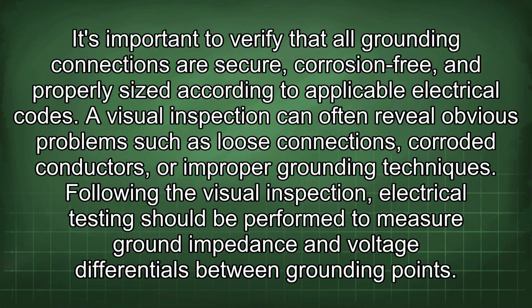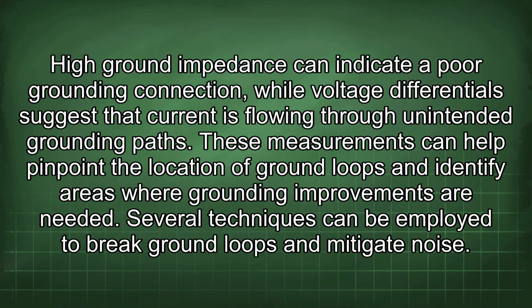Following the visual inspection, electrical testing should be performed to measure ground impedance and voltage differentials between grounding points. High ground impedance can indicate a poor grounding connection, while voltage differentials suggest that current is flowing through unintended grounding paths. These measurements can help pinpoint the location of ground loops and identify areas where grounding improvements are needed.